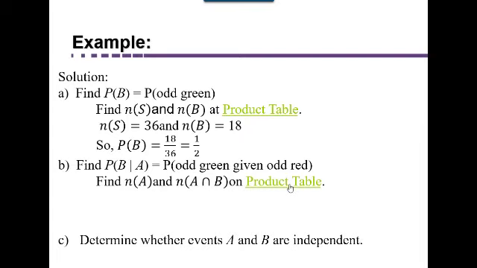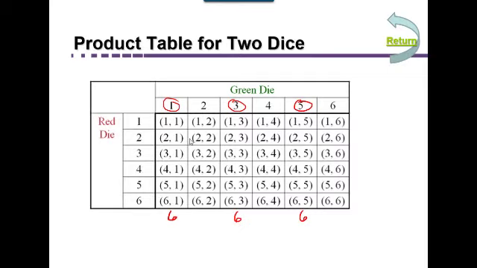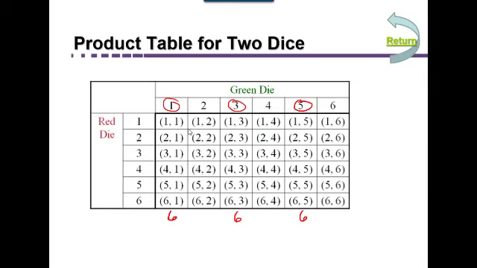Okay, so once again, we are going to have to find, according to the definition of conditional probability, the number that are in A and B, and divide that by the total number in A, because that's our restricted sample space. So I'm going to go to the product table now, and we're looking for odd greens and odd reds, right? Oops, let's go back. Okay. So I'm going to erase this.